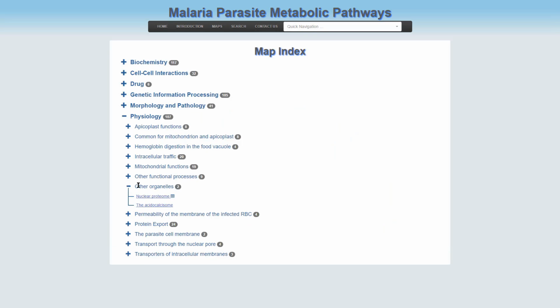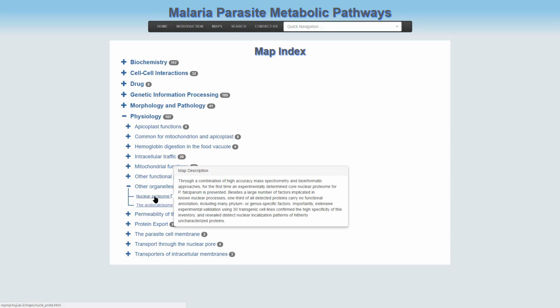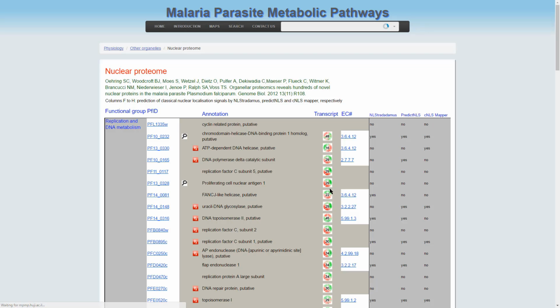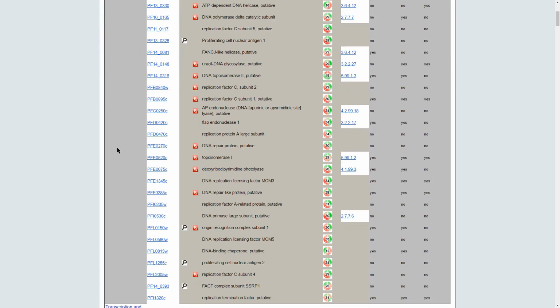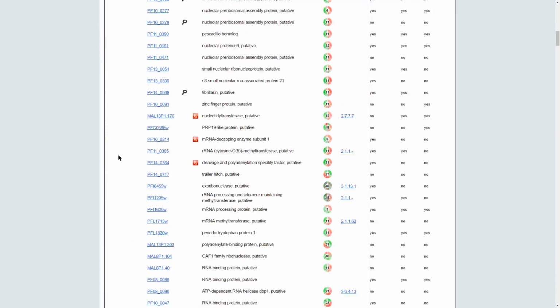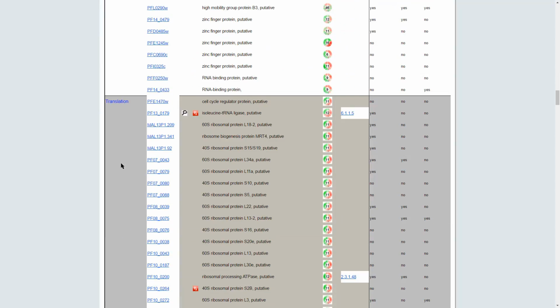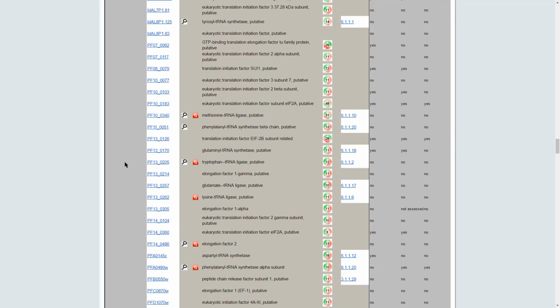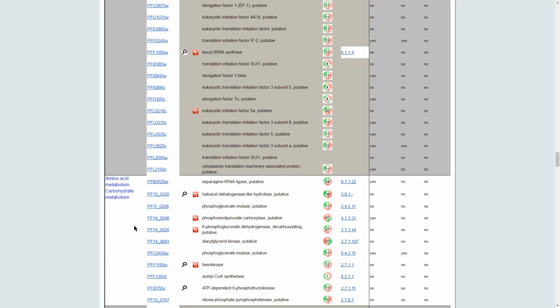Going to other organelles, we find here the table that summarizes the nuclear proteome, and you will see a very long list of proteins that have been associated with the nucleus, and they are once again organized by functional categories: DNA and RNA metabolism, and later on translation, and so on and so forth. It's rather perplexing that so many proteins which are not suspected to be inside the nucleus are indeed found there.